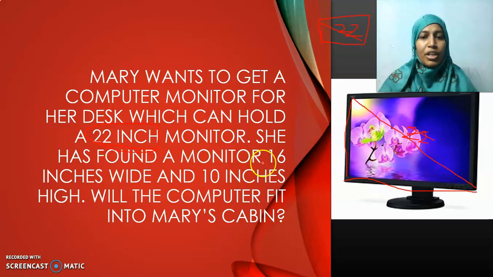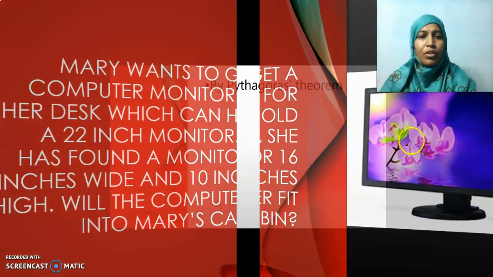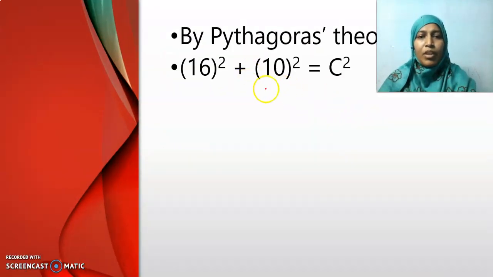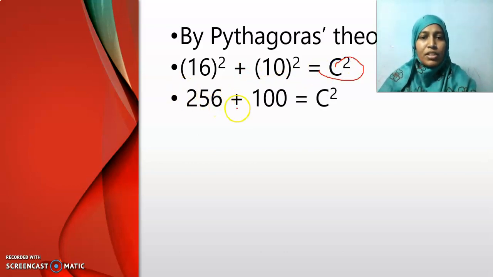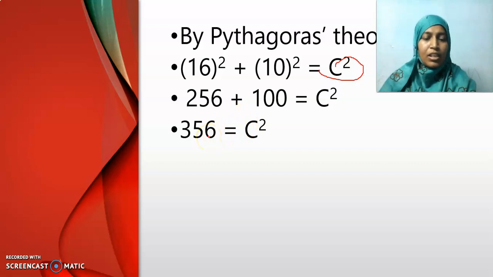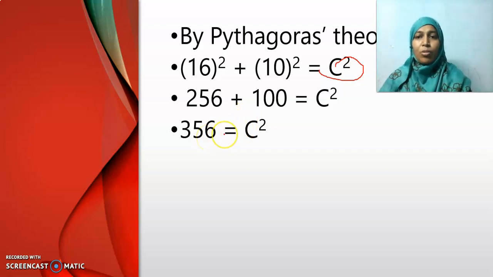She has found a monitor 16 inches wide and 10 inches height. This is 10 and this is 16 inches. And what should I find now? Yes, I should find the hypotenuse now. Is it clear? So by Pythagoras theorem, we will find this hypotenuse as c squared: 256 plus 100, 356. Okay children, let me continue this problem because we have so many things to discuss here.